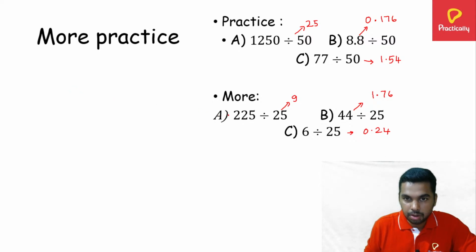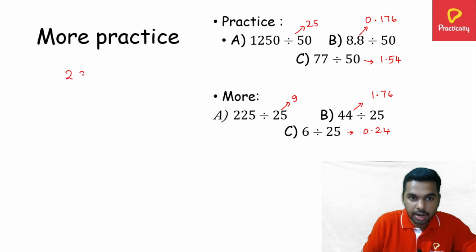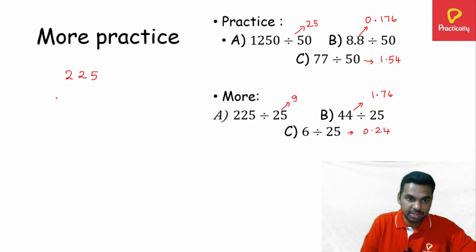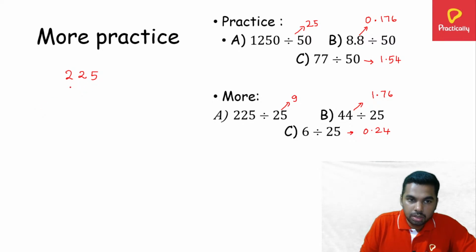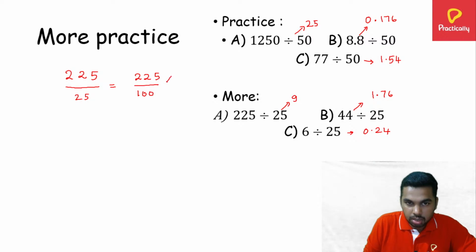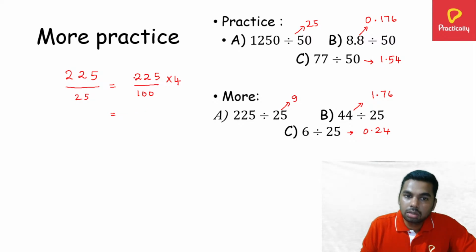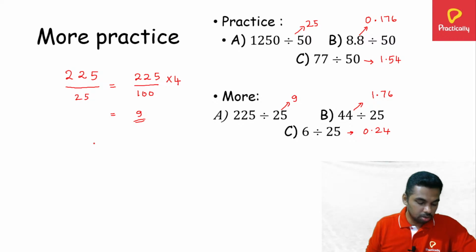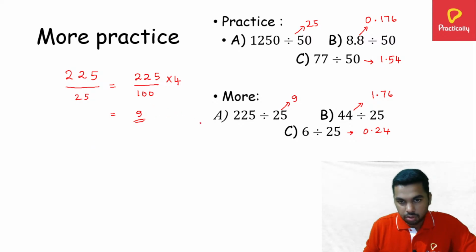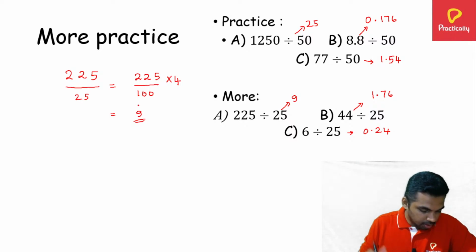Let us just take this example, 225 by 25. I'll just do an explained calculation so that everybody is on one page. So 225 should be divided by 25. This is equivalent to 225 by 100 into 4. 225 into 4 is nothing but 200 into 4, 800, 800 plus 100, 900. 900 by 100 is 9. So 9 is the solution. So this is how you do. Whenever you have to divide by 25, divide by 100 and multiply by 4. Is that fine with all of you?